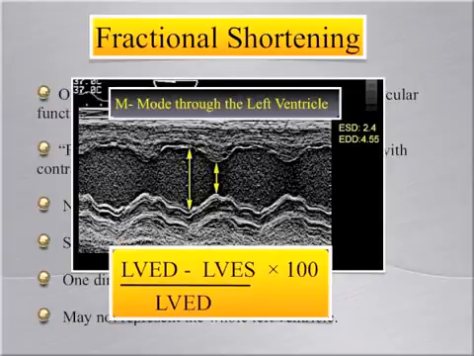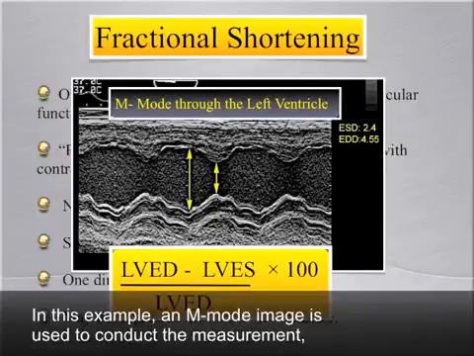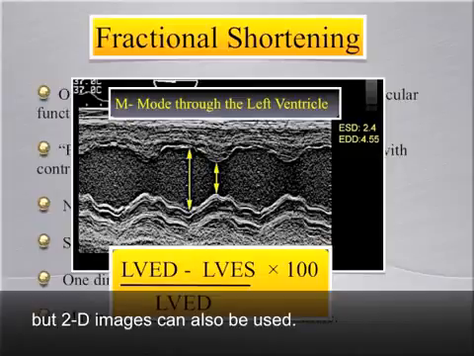It is calculated by subtracting the left ventricular end systolic diameter from the left ventricular end diastolic diameter, then dividing by LV end diastolic diameter and multiplying by 100. In this example, an M-mode image is used to conduct the measurement, but 2D images can also be used.